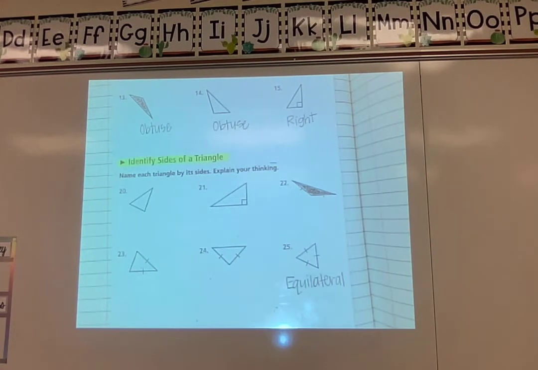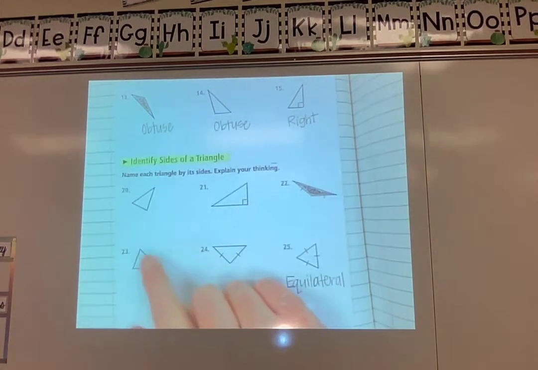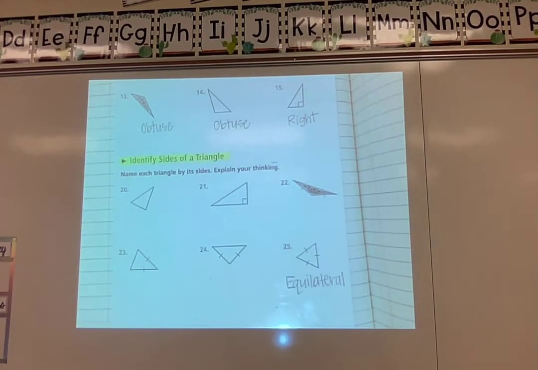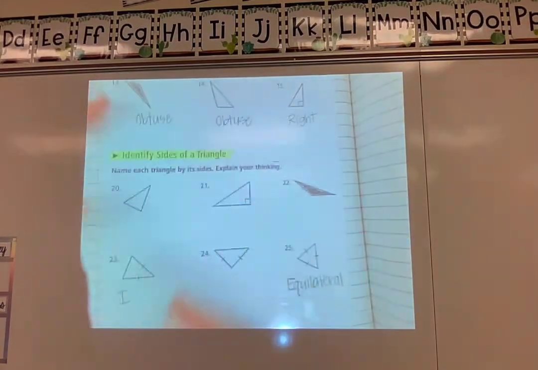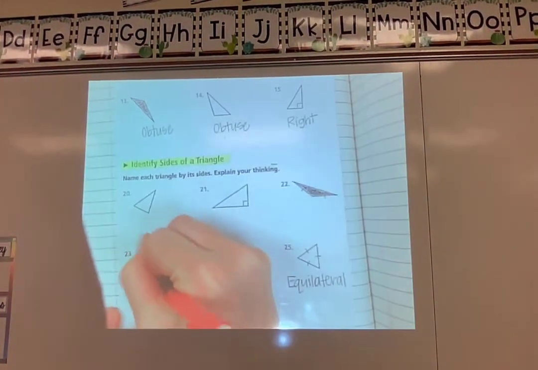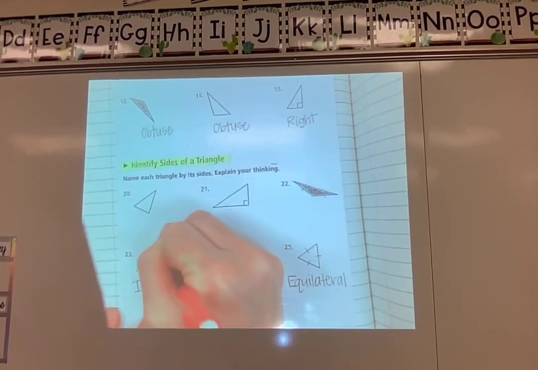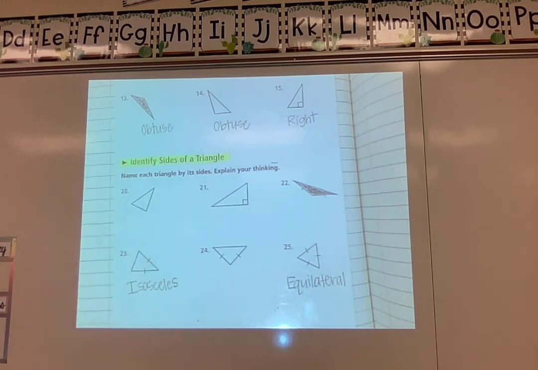Okay, now I'm going to jump over here to 23. So I noticed that 2 sides have the mark, but the third one does not. Do you remember what it's called when 2 sides are the same, but the third one is different? It is an isosceles. And I'm going to have to flip back and forth because I can never remember how to spell isosceles. It's kind of a weird word. There we go. So that is an isosceles triangle because 2 of the sides match, but the third one is not the same length.